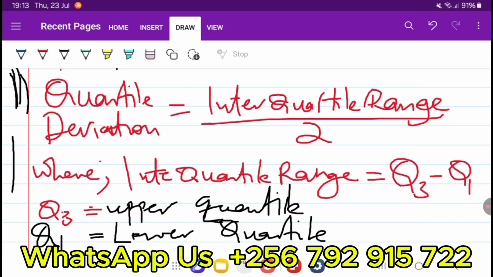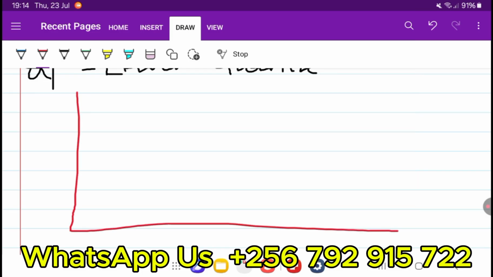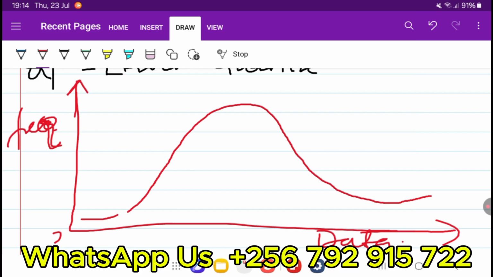Maybe you can try to illustrate it and we see how it looks. So let's look at a certain graph. We can see that if we have a distribution that is shaped like, let's say, that. Of course, here we have the frequencies. Then here we have the data, depending on what they have given us.